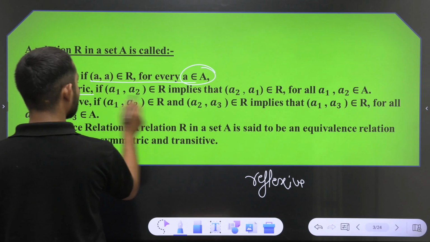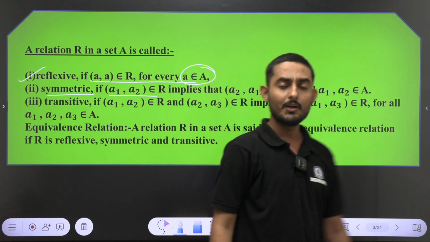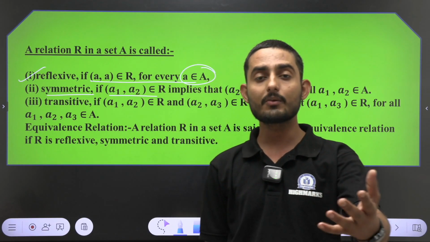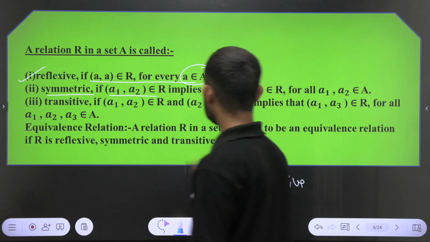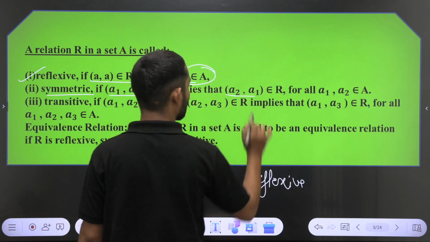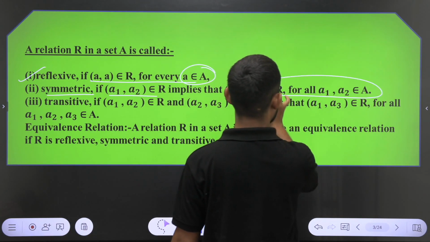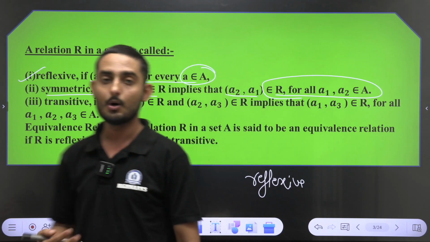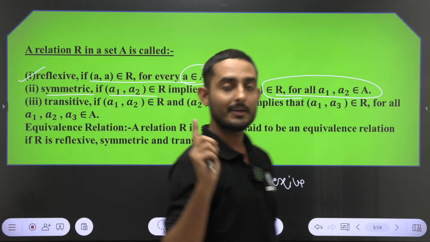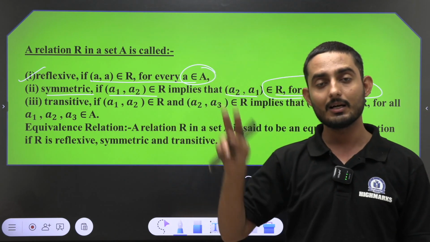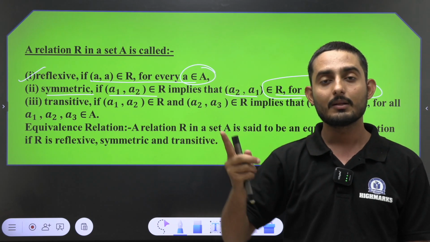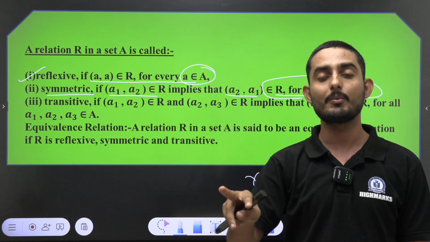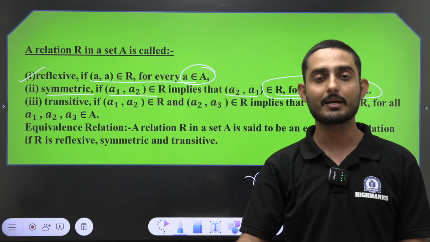Then symmetric relation. Symmetricity means if I am equal to you, then you should be equal to me. Means A equal to B and B equal to A. Means (a1, a2) belongs to R implies that (a2, a1) belongs to R for all a1, a2 belongs to A. This is the symmetricity or symmetric relation. It means if (a1, a2) belongs to R, then the commutative rule applies here. The reverse of (a1, a2), that is (a2, a1), should belong to R.